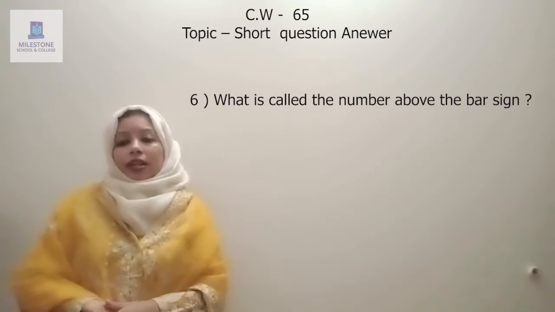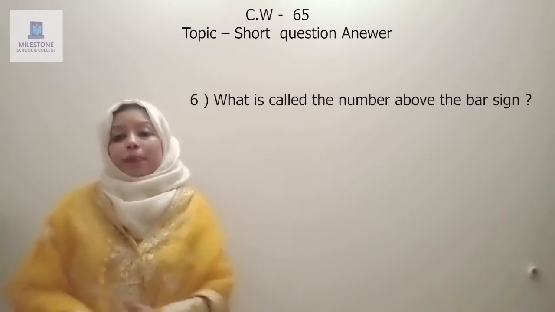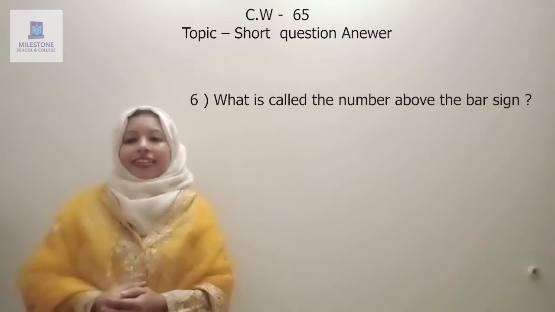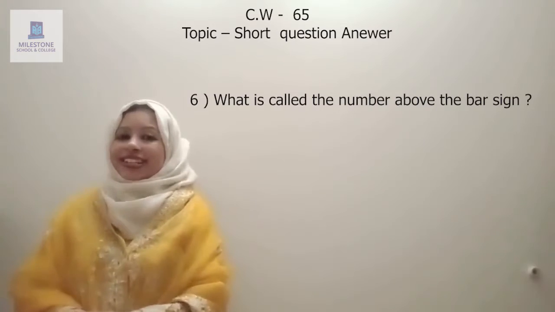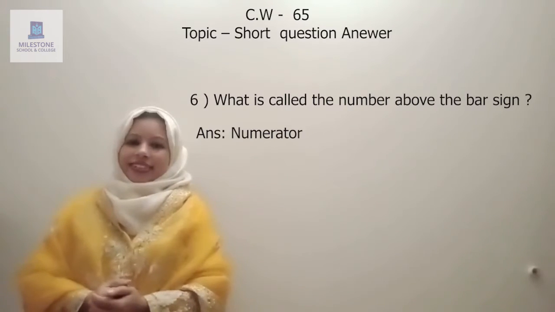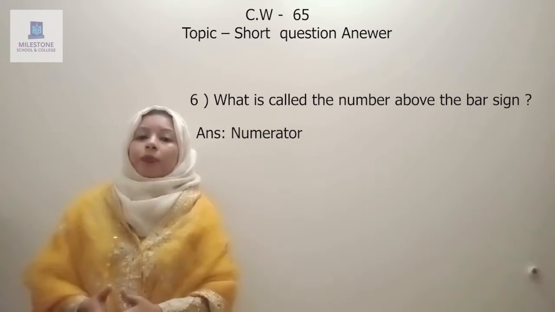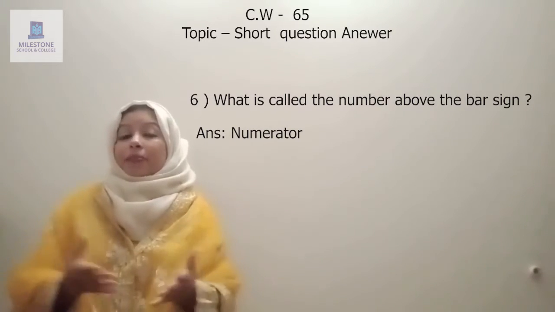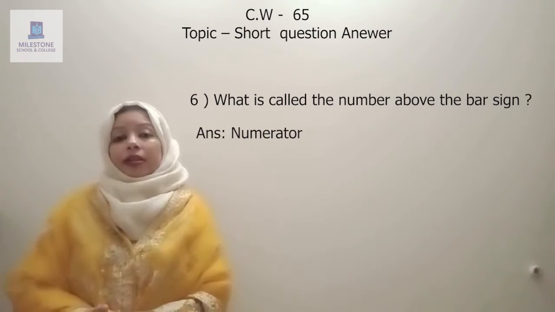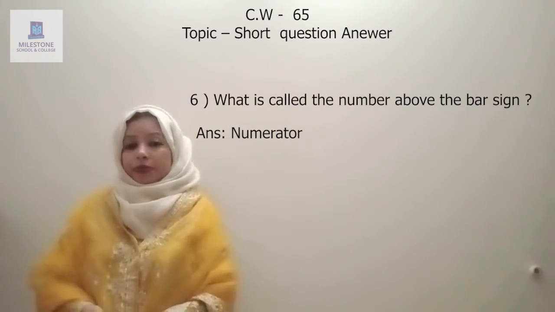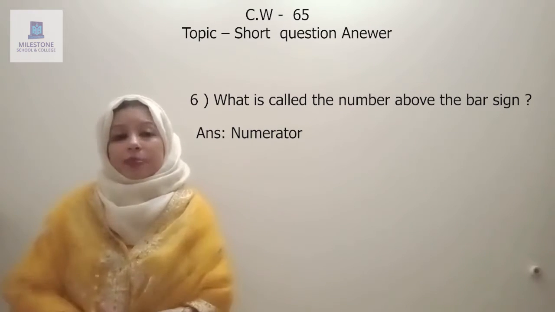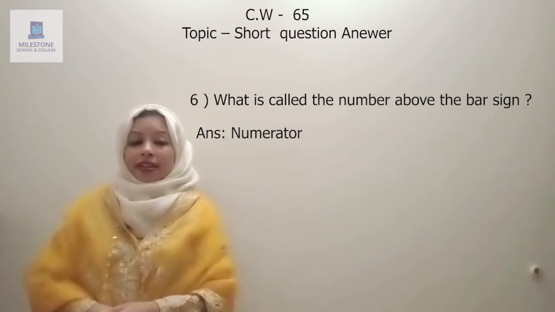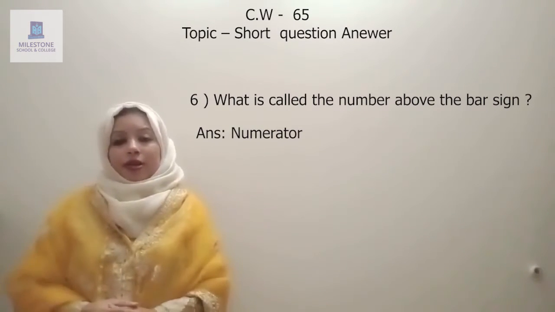What is called the number above the bar sign? Just now we have discussed this point, that the number above the bar sign is called numerator. Okay students? So be careful about the spelling of numerator. Sometimes we make mistakes in the spelling. Okay. So what is the spelling of numerator? N-U-M-E-R-A-T-O-R, numerator. Okay.